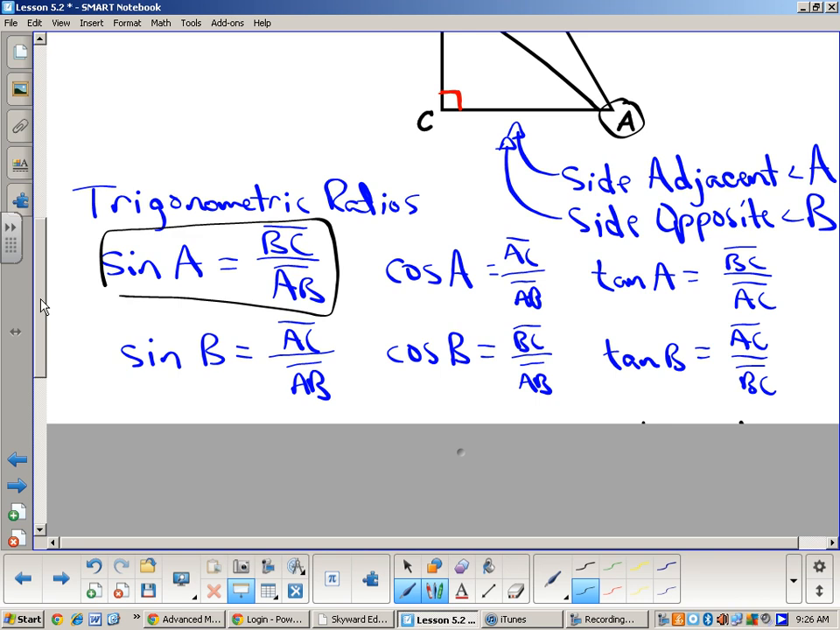Okay? So why don't you take just a minute, I'll pause this. Why don't you take a minute and write down what the sine of A, cosine of A, tangent A, and then do the same for B.